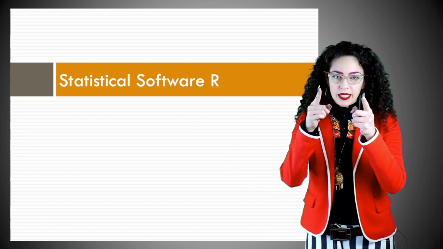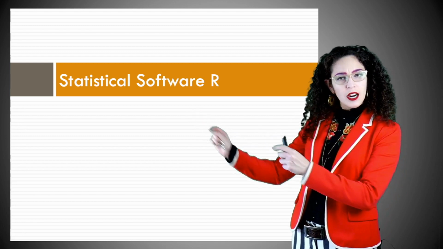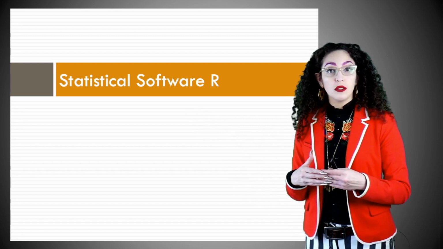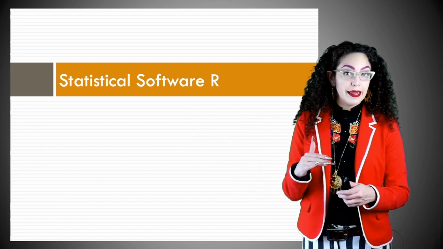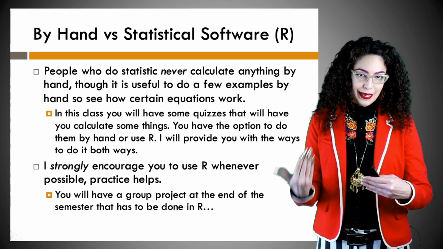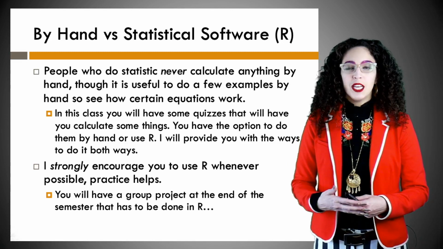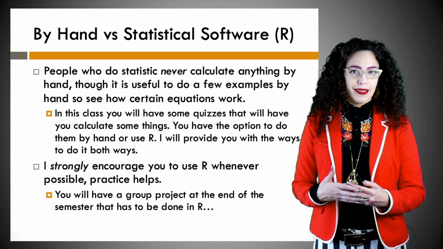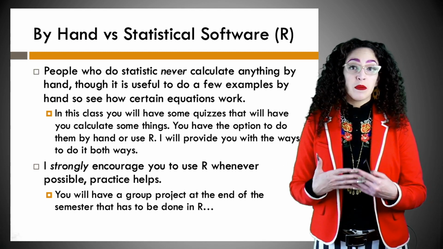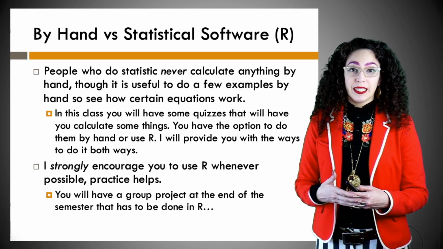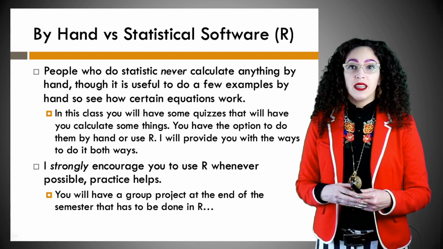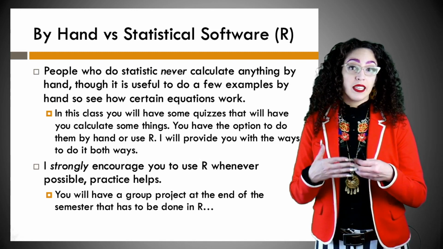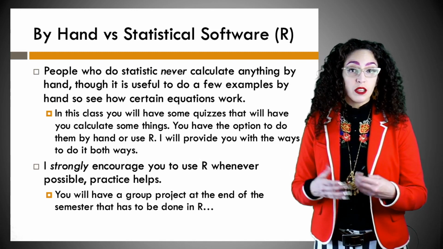But not before we discuss the statistical software R. Now, at the end of some of my lessons where I have examples, I will show you how to do some of the things we do by hand in R. So let's talk about hand calculations versus software. People who do statistics as their job never calculate anything by hand, unless they are maybe working on developing new statistical techniques. In that case, they would maybe be making equations. But it is very useful still to do a few examples by hand to see how the calculations work and where certain values come from.